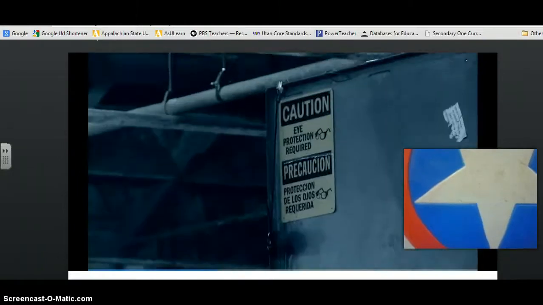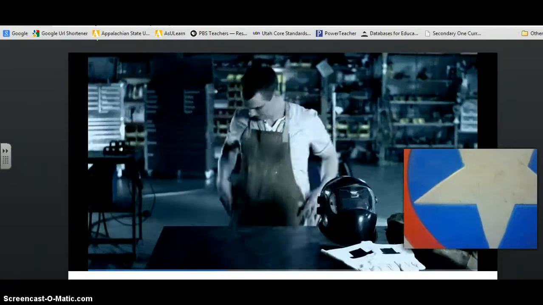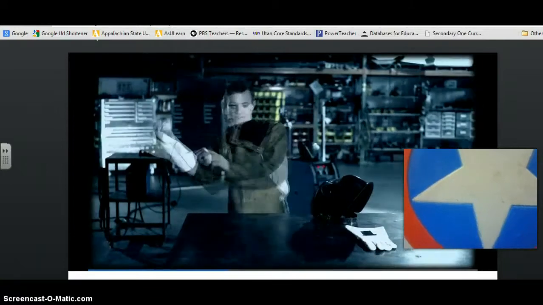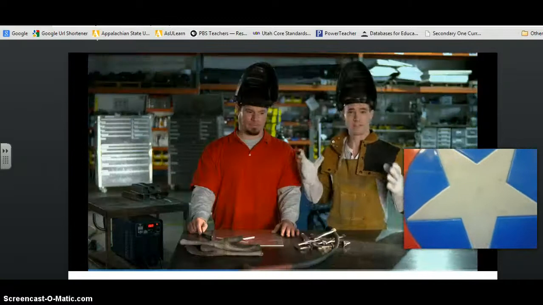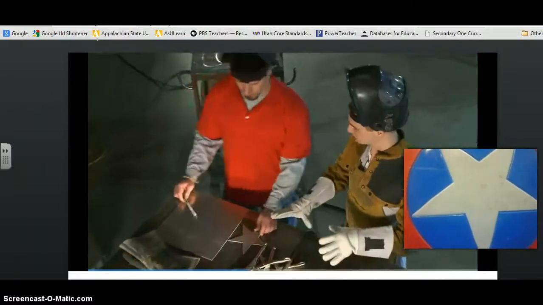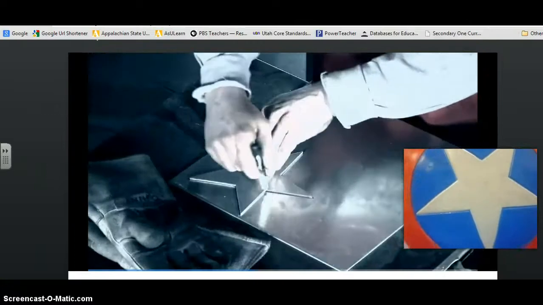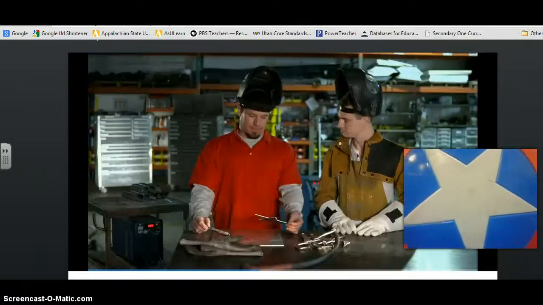Safety is imperative around here, and we're going to go ahead and get you geared up and ready to go. All right, I'm ready. I got all my safety gear on, feeling very safe. So it looks like we have the iconic Captain America star right here. So what's next, George? We got a template right here. We're going to go ahead and trace it out on our piece of sheet metal. We're going to cut it out and get it ready to put on the shield.